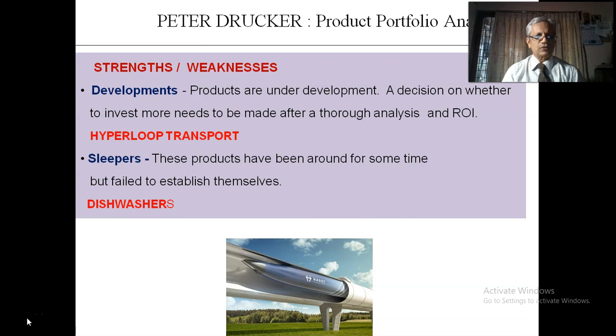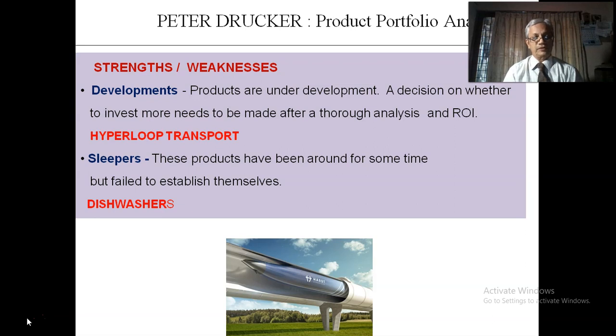The second category is called sleeper. These products have been around for quite some time but failed to establish themselves. A very apt example we can talk about under the category is a dishwasher. In fact, you would not have seen any advertisement on TV or any media about the dishwasher, even though this product has been in India for quite some time, but nobody is bothered. We really do not know the reason.